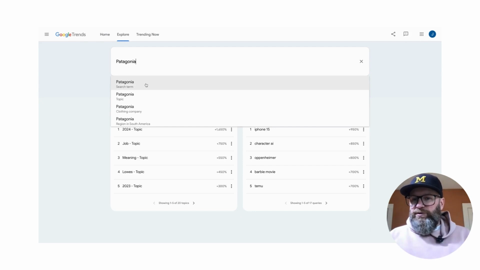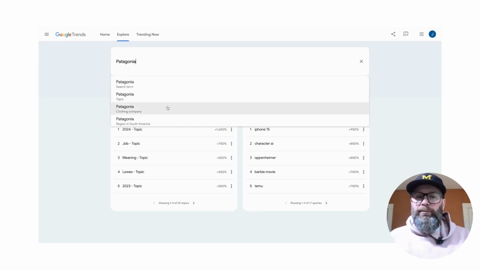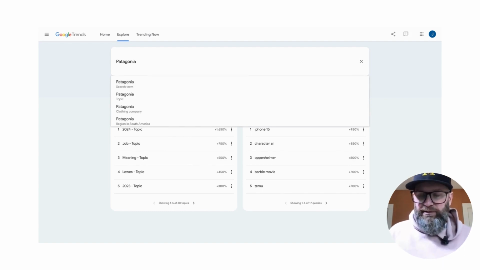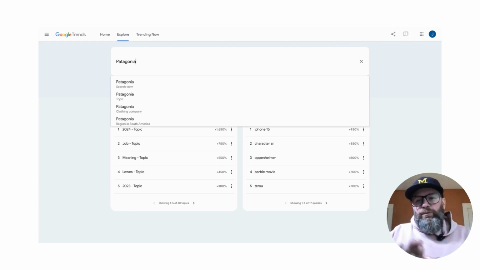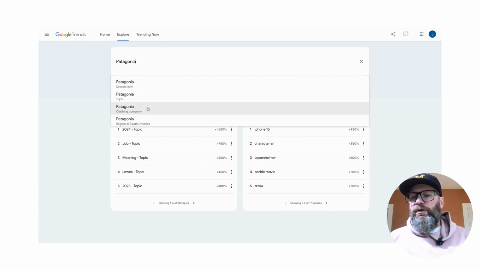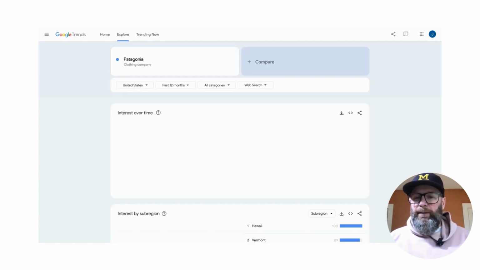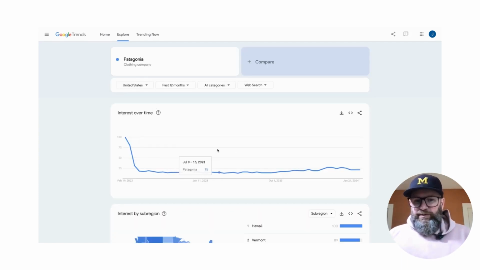And you'll see some options here: search term, topic, clothing company. When you're talking about brands, this is a good example. Patagonia is also a place down in South America, Chile, I believe. And you don't want to conflate that data. You don't want to capture the search terms from anyone that might be traveling to Patagonia. So I'm going to make sure I narrow down on the clothing company here. Okay. Interest over time, very interesting.